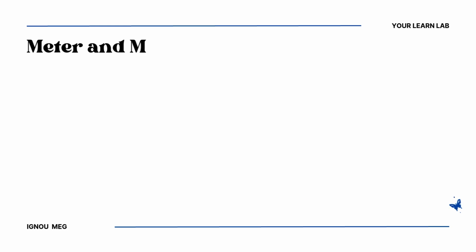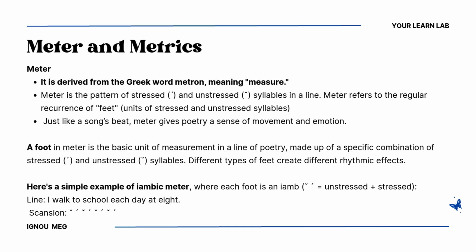Now let's zoom in on meter. The word meter actually comes from the Greek word metron, meaning measure. And that's exactly what meter is. It's a measured pattern of beats or syllables in each line of a poem. The smallest unit of meter is called a foot. Now, a foot is a combination of stressed and unstressed syllables. And depending upon how these syllables are arranged, the rhythm of the poem changes.